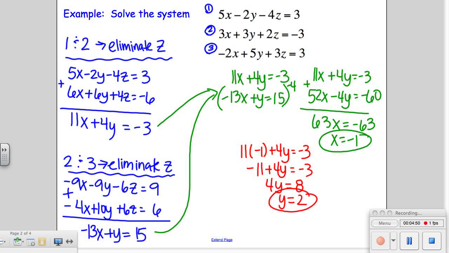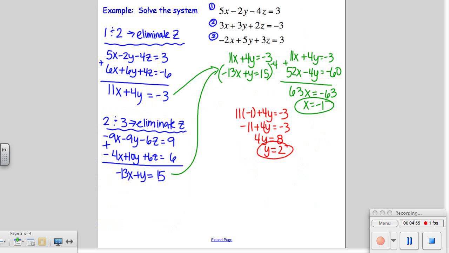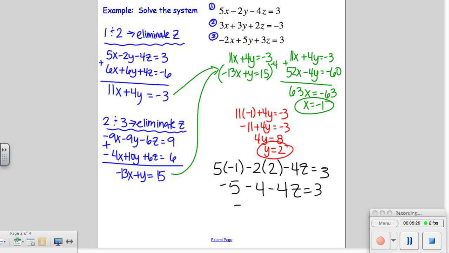I just have to take the x and y and plug it into any of my originals from the very, very top. So I'm going to go ahead and plug it into the very first equation, 5x minus 2y minus 4z equals 3. So 5 times negative 1 minus 2 times 2 minus 4z equals 3. So you can see I plugged the x and the y in, and now I'm going to solve for the z. So negative 5 minus 4 minus 4z equals 3.